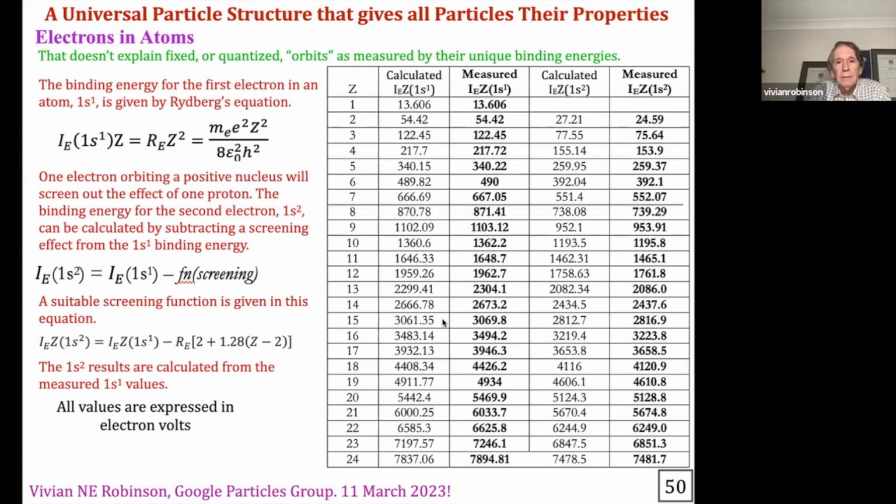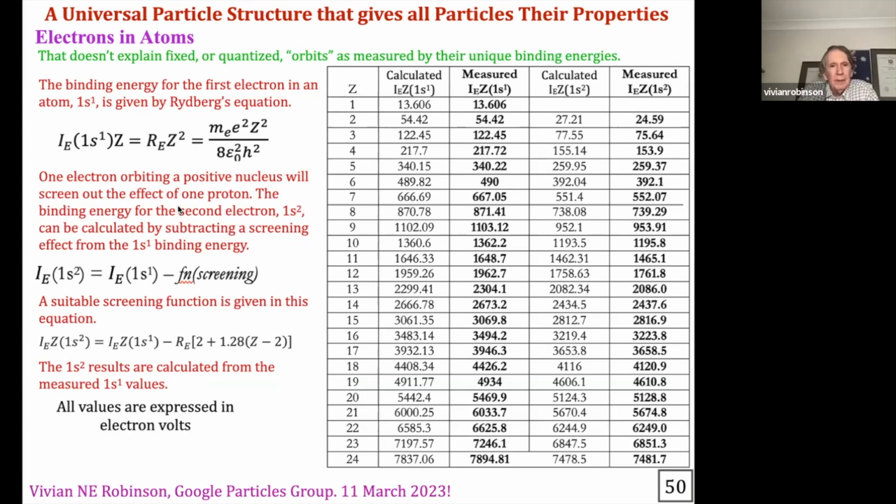122.45, yeah, not so bad. 306.1, it starts to get a bit worse as you go down as the atomic number increases, but otherwise not so bad. But what about the 1s2 electron?